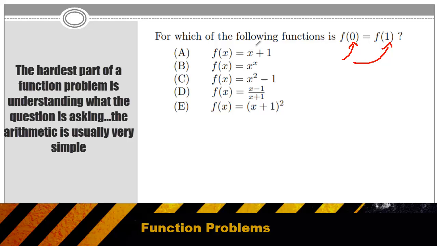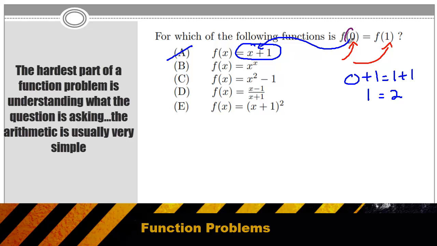So if I start off with the first equation, x plus 1, I can quickly see that 0 plus 1, because I took my 0 and plugged it in for x, is not going to be the same thing as when I plug in 1 for x, or 1 plus 1. 1 is not equal to 2. So A is definitely out.